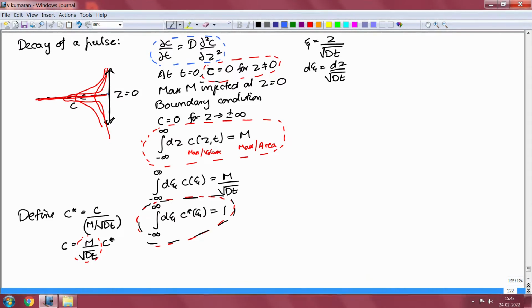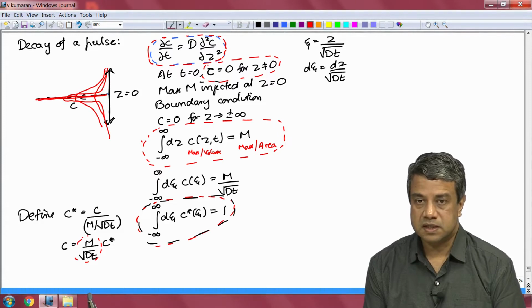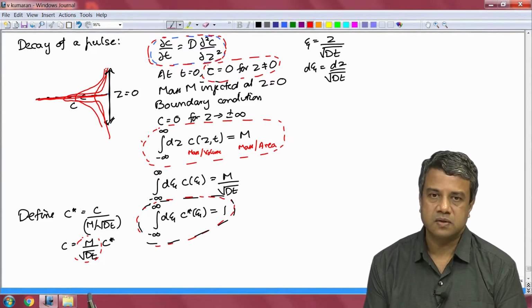The diffusion equation was the usual unsteady diffusion equation for one dimensional transport. The boundary condition was that concentration has to be 0 at plus or minus infinity, because very far away from this plane there should be no mass of the solute, since it has not yet spread there. And at t is equal to 0 there is a finite mass that is injected.